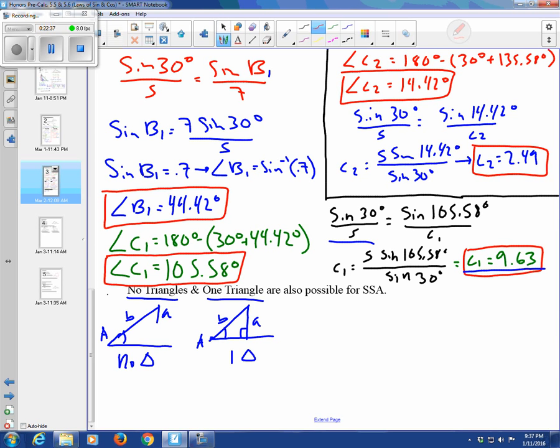Now in this case, what you're going to get is basically that angle B will be 90 degrees, a right triangle. And then of course, if you were trying to solve for an angle B2, you would get 180 degrees minus 90 degrees, which would give you 90 degrees again. That's that 1 angle. In the no-triangle case, what you're going to end up with in the calculator is an error. So if we had this scenario, immediately you would get an error because no triangles would be possible.